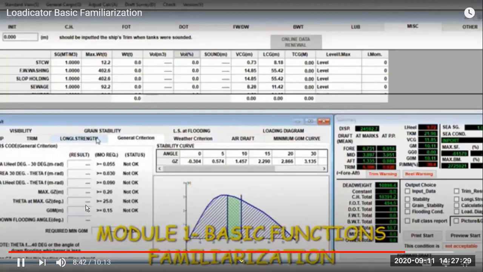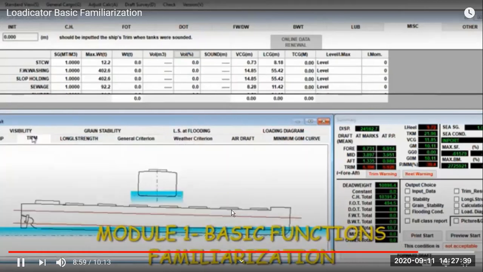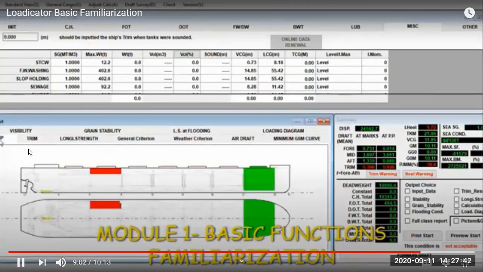So stability criteria is okay or not okay, is complying or not. Now we have filled only one hold, so it's not complying. This is a spreading angle graph. So only one hold is filled and one ballast tank is full.